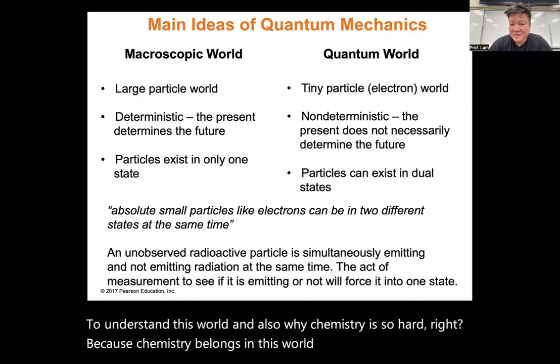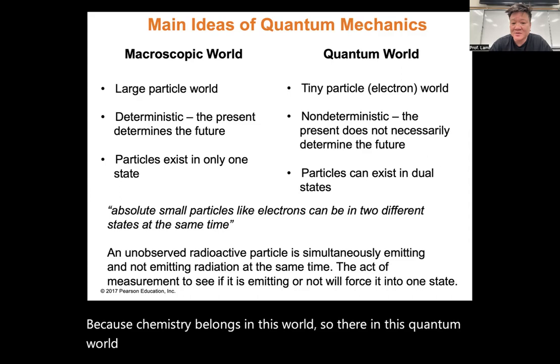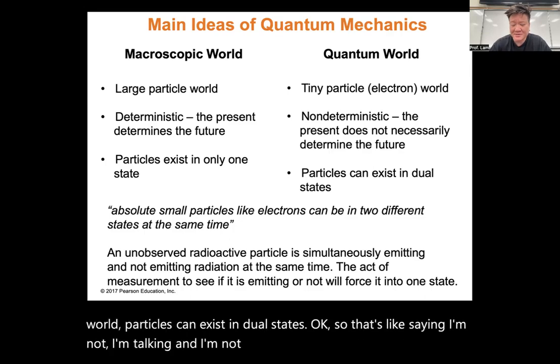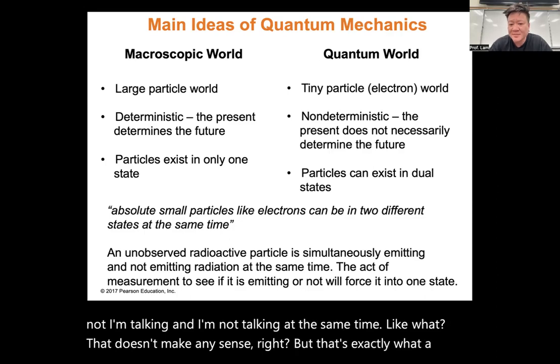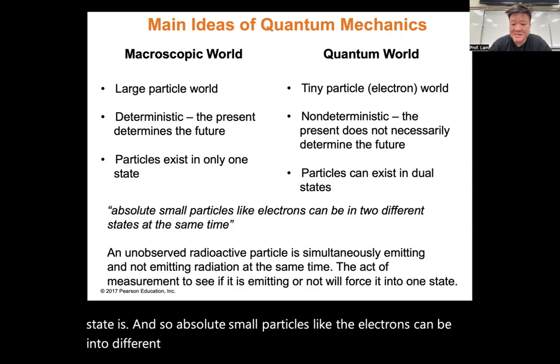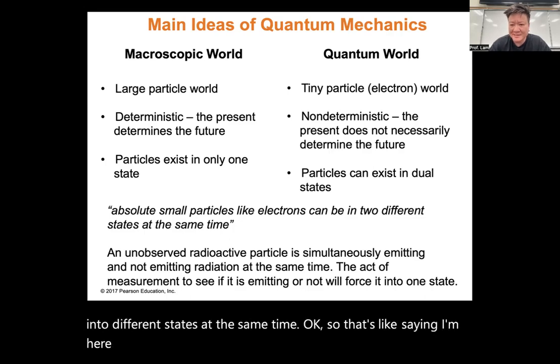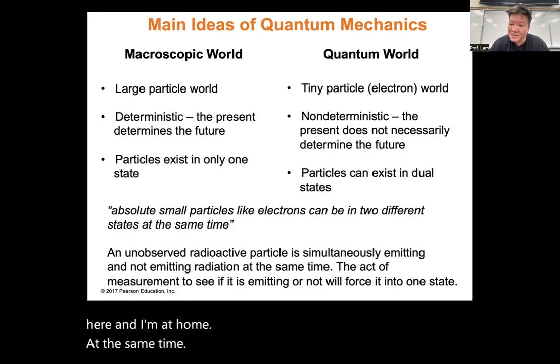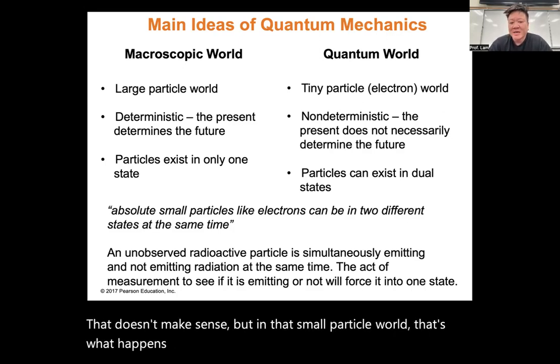In this quantum world, particles can exist in dual states. That's like saying I'm talking and I'm not talking at the same time. Like, what? That doesn't make any sense, right? But that's exactly what a dual state is. Absolutely small particles like electrons can be in two different states at the same time. That's like saying I'm here and I'm at home at the same time. That doesn't make sense, but in the small particle world, that's what happens.